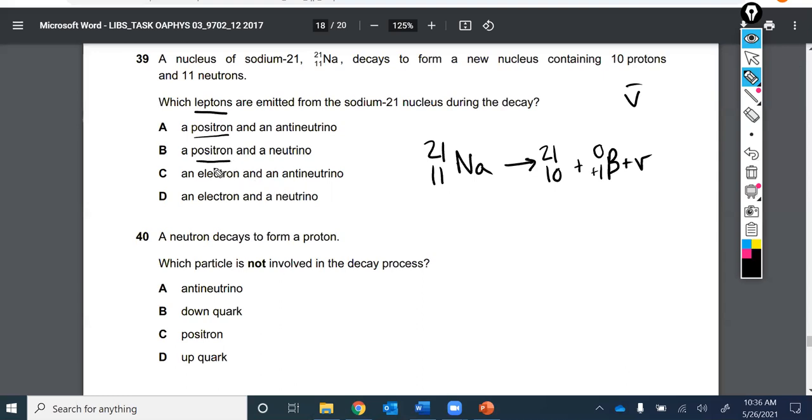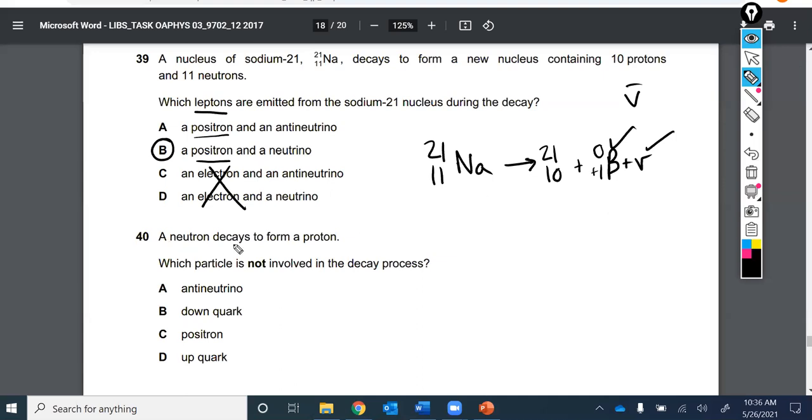It's not an electron, right? That would be beta minus decay. So you eliminate choices C and D because it's not electron, it's positron emission. Only one fancy antiparticle per reaction. So there's my antiparticle, and it's got to have a plain old neutrino. So you should have got B for 39. There's your positron. There's your neutrino.